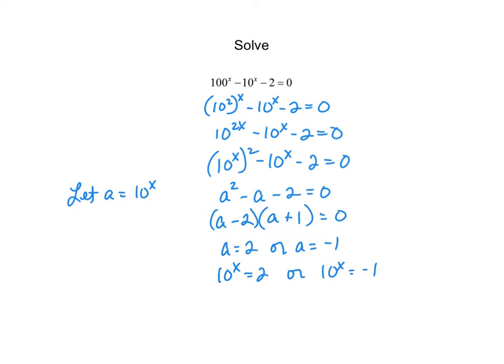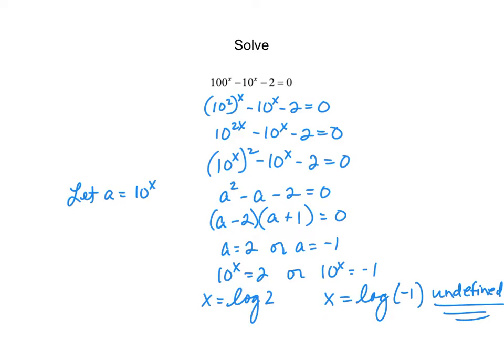Now, if I take log base 10 of both sides, I find that x equals log of 2. And in this particular case, there is no power that I can raise 10 to get a negative value. Even if you don't see this, you can take log base 10 of both sides and get log of negative 1, which is undefined. There is only one answer to this equation, and it's log of 2.